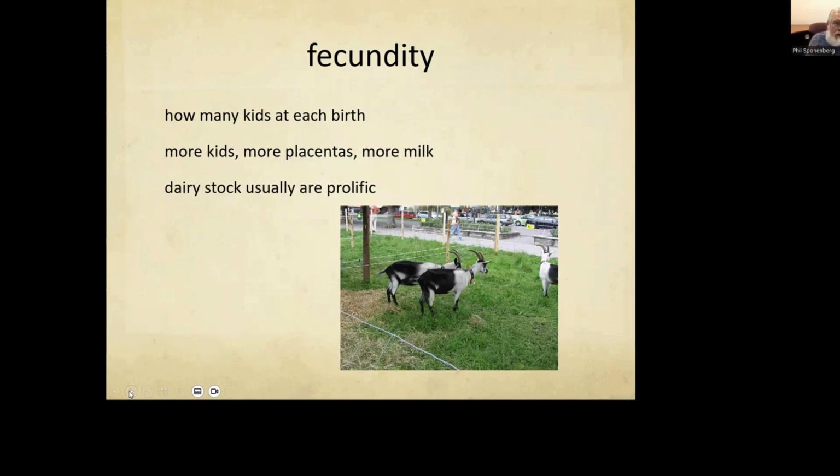And there's a whole lot of other genetic influences besides this. But more placentas, more milk in general. So what this means over time is that dairy goats, and these are Swiss dairy goats in Switzerland, are usually prolific. And that's a good thing because the more placentas, the more milk, everybody goes away happy. And of course, since most of those kids are going to be raised not on the dam, that works pretty well. So again, system, genetic resource management, all that fits together.